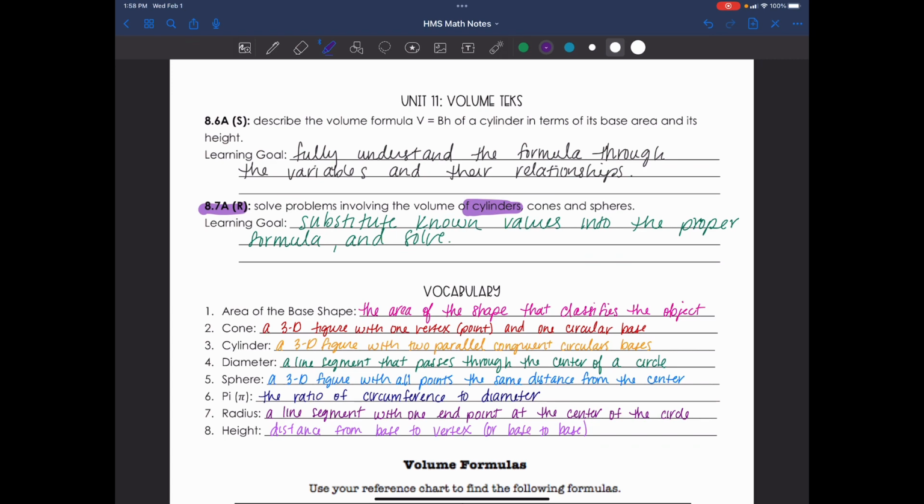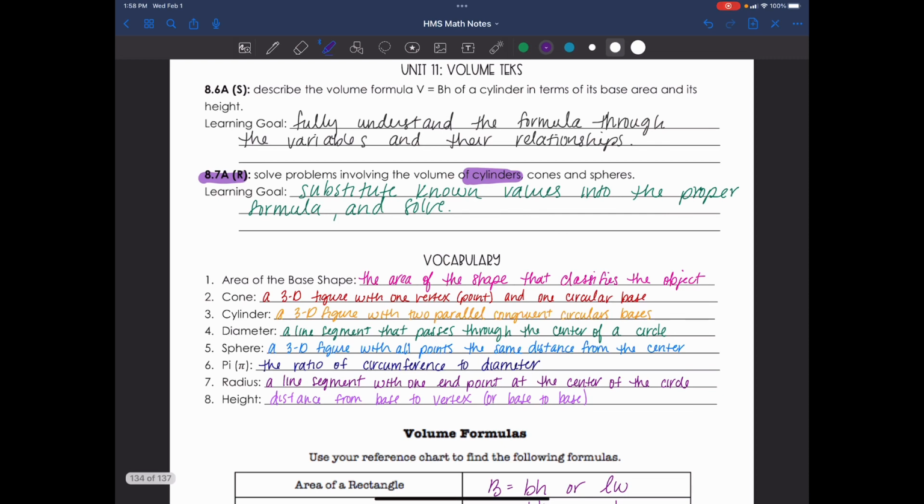The vocab terms you need to know are going to be this first one, area of the base, which is the area of the shape that classifies the object, like rectangular prism, triangular pyramid. We are talking about cylinders, which is a 3D figure with two parallel congruent circular bases.